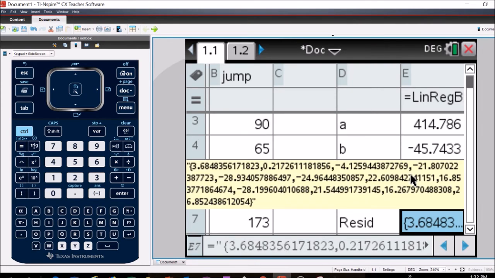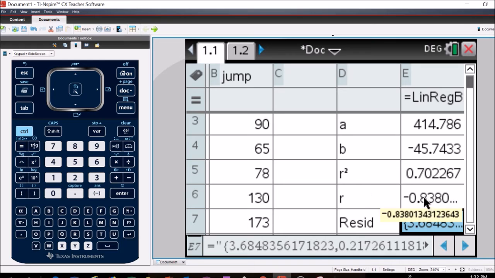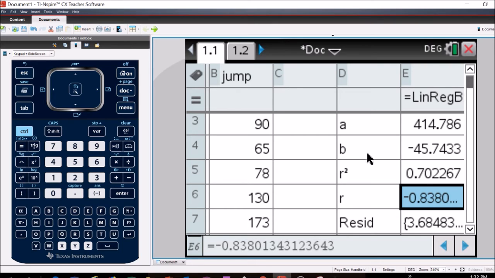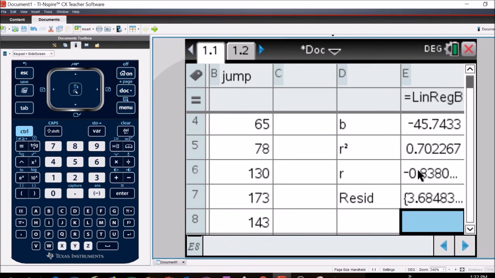This tells us more, though. This tells us R. It says R is negative 0.838, or 0.84. That's a good piece of evidence because that's pretty darn close to 1. That's telling us that it's a negative, strong correlation. That's awesome. Okay. They also give us R squared, which we're going to learn about in the next lesson. So we'll talk about that when we get to it.